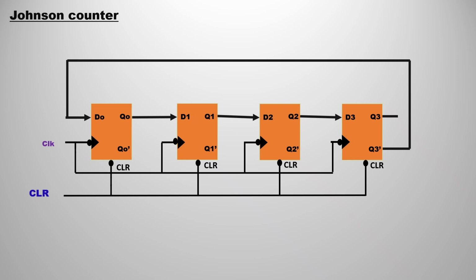Why is it known as a twisted ring counter? Because we are twisting the ring counter. Twisting means that we are connecting Q3 bar instead of Q3 to the first flip-flop's D0. Also, for the first flip-flop we are not connecting preset, we are just connecting clear. So for all the flip-flops we use clear as the overriding input. These are the changes that we have to make for the Johnson counter. Everything else remains the same.